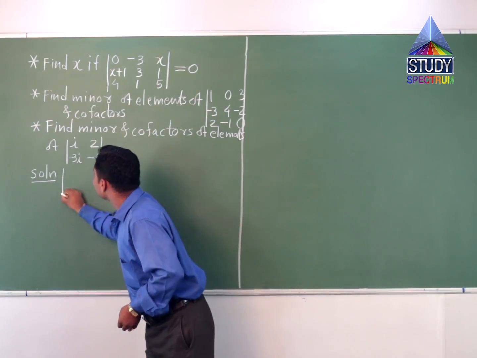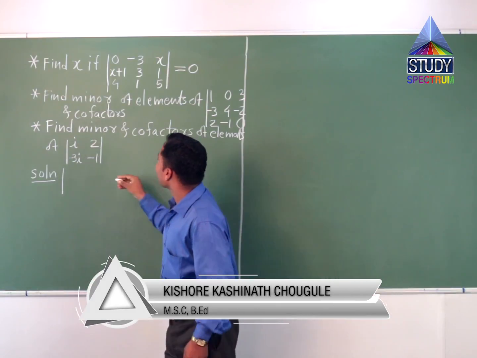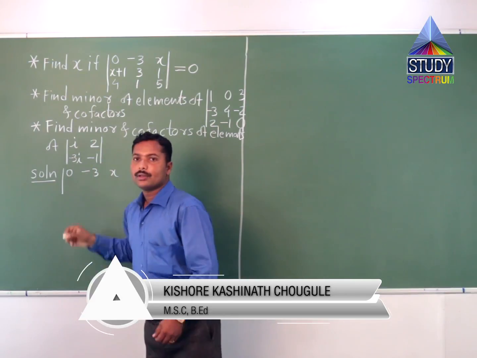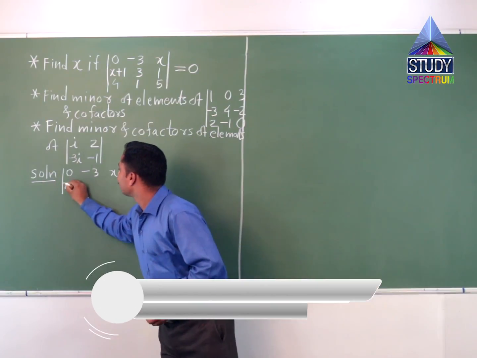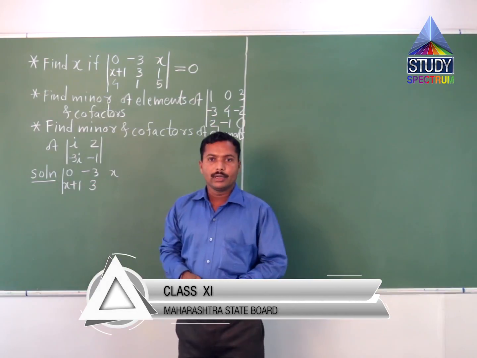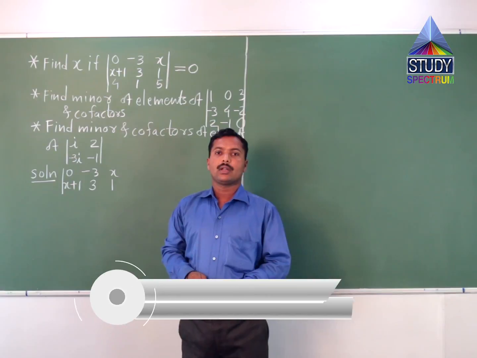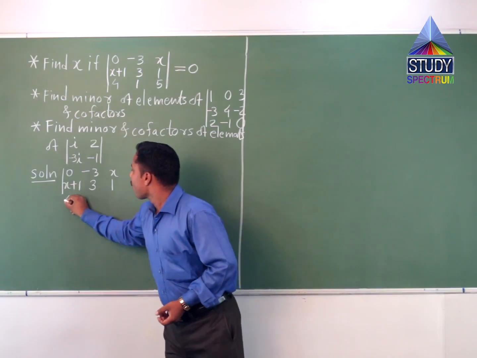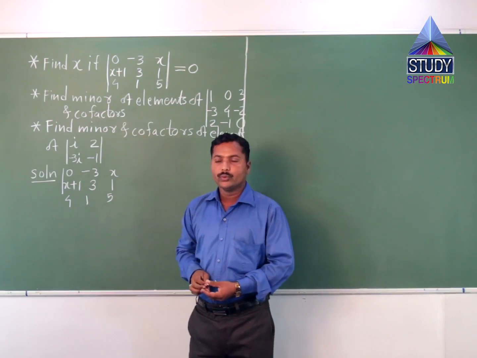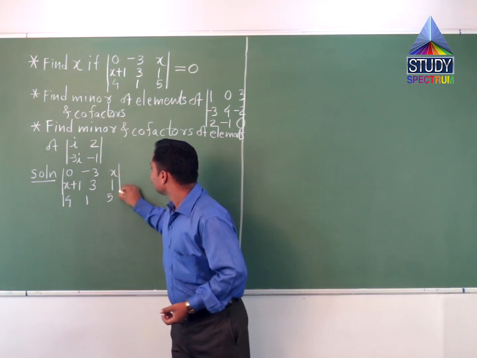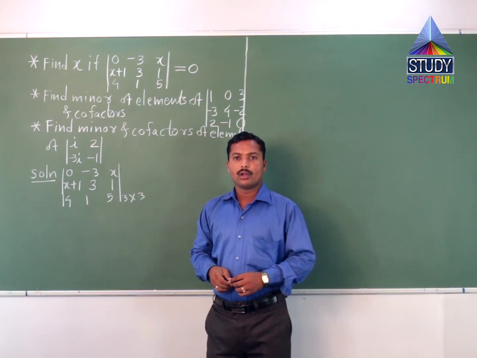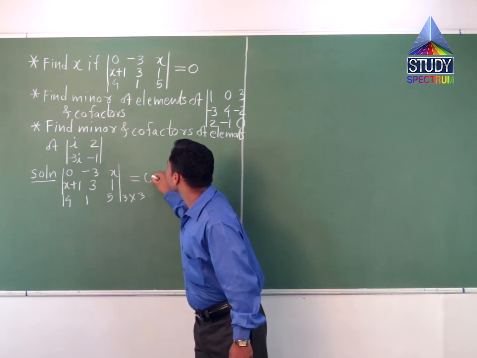So we take the given determinant: first row 0, minus 3, x; second row x plus 1, 3, 1; and third row 4, 1, 5. So this is a 3 by 3 determinant, 3 rows and 3 columns, equal to 0.